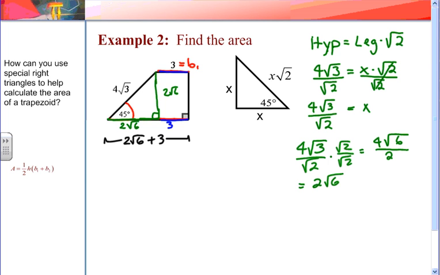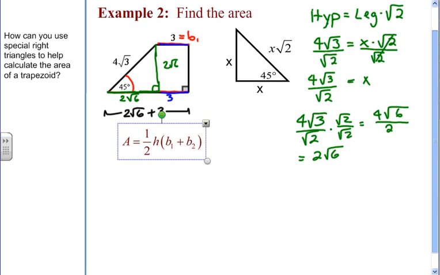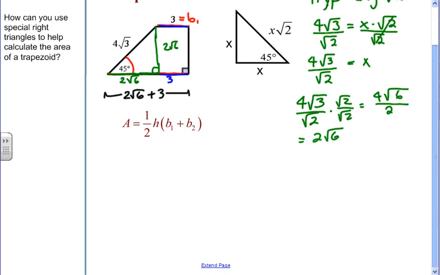Okay, so now let's take all of that information and plug it into our area formula so we can find the area of this trapezoid. Area is equal to 1/2 the height. The height, remember, was 2 times the square root of 6, times the sum of the bases. Now the first base was 3, and the second base was 2 root 6 plus 3.